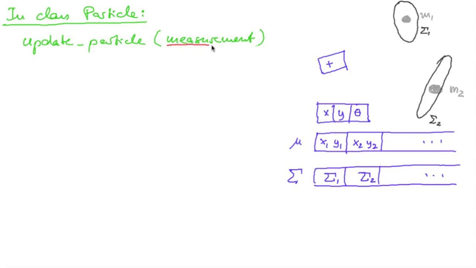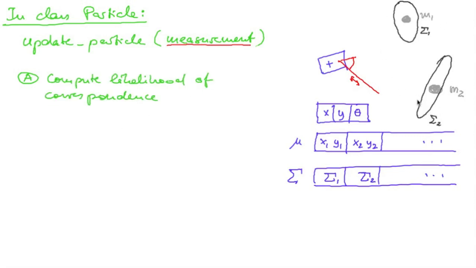So now we get this measurement. That is, the robot tells us that it has detected a landmark at a certain range and bearing angle. So the first thing we will do is compute the likelihood of correspondence for any existing landmark. So this means we will compute the likelihood that this measurement is due to observing landmark M1 and the likelihood if this measurement is due to observing landmark M2. And as you see here, obviously it is not very likely that the measurement belongs to any of those two landmarks.